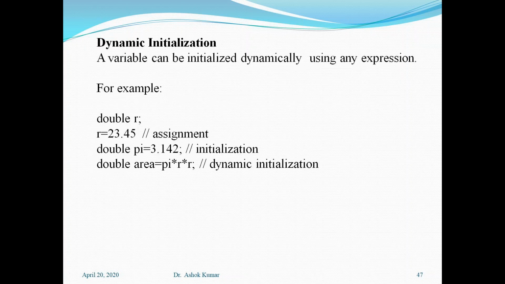So then comes the dynamic initialization. What's the difference between initialization and dynamic initialization that we have discussed in this slide? If you just see this line, as we discussed earlier, double R, this is just a declaration. If we write here R is equal to 2.23.45, this is assignment, right? If I put over here like this line, double pi is equal to this, this is initialization, meaning assigning some constant to a variable while the variable is being declared.